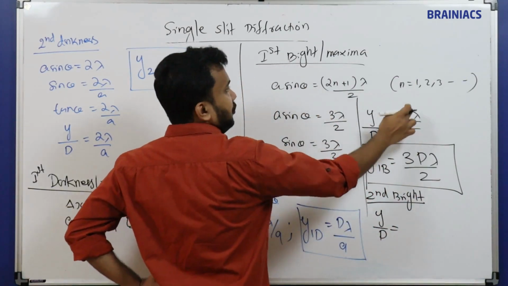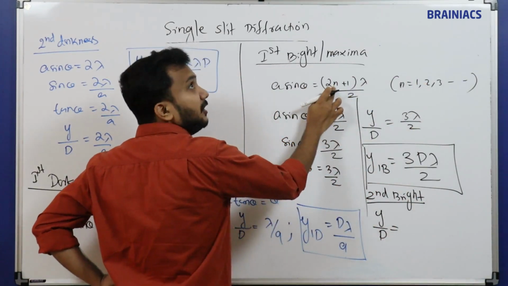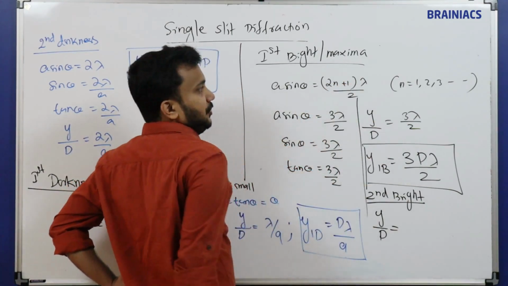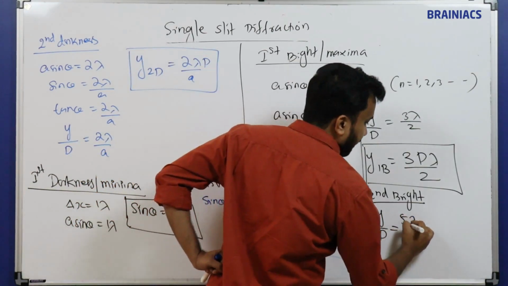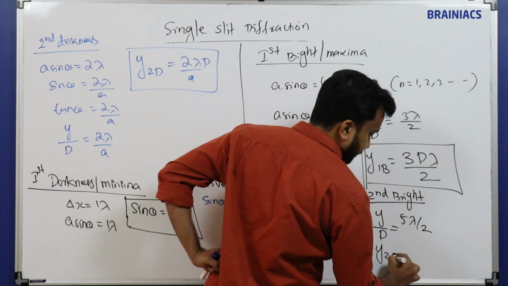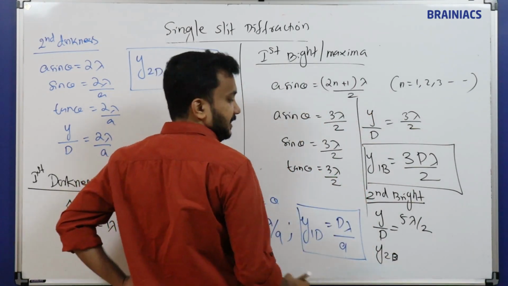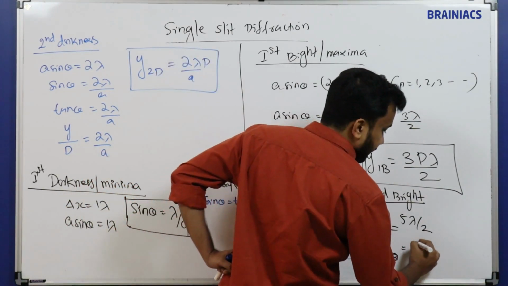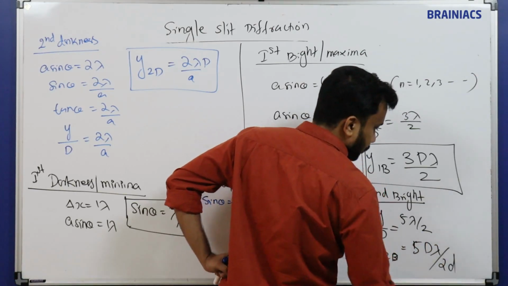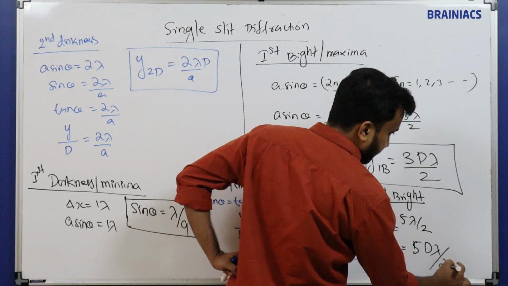3 lambda by 2, no. What will happen? 2 into 2 is 4, 4 plus 1 is 5, so 5 lambda by 2. So a sin theta equal to 5 lambda by 2, and y second bright is equal to how much will come? 5D lambda by 2a.